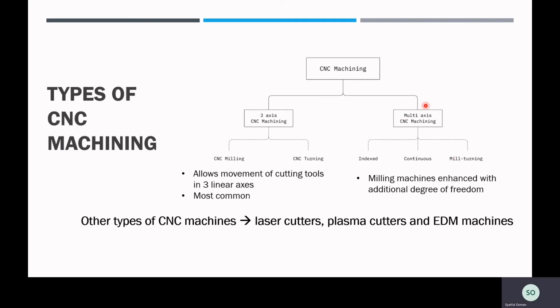And here we have multi-axis CNC machining. Multi-axis CNC machining centers come in three variations. We have 5-axis indexed CNC milling, continuous 5-axis CNC milling, and mill-turning centers with live tooling. These systems are essentially milling machines or lathes enhanced with additional degrees of freedom. For example, 5-axis CNC milling centers allow the rotation of the machine bed or the tool head or both, in addition to the linear axes of movement.